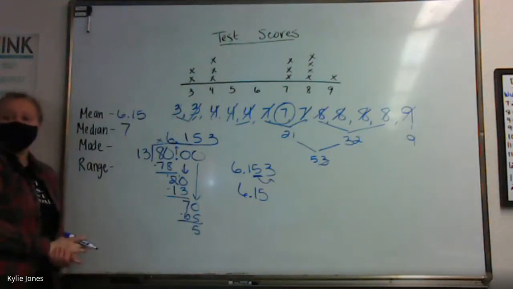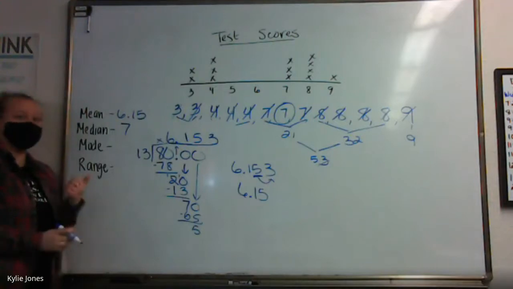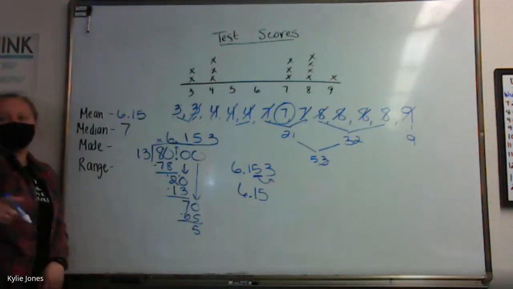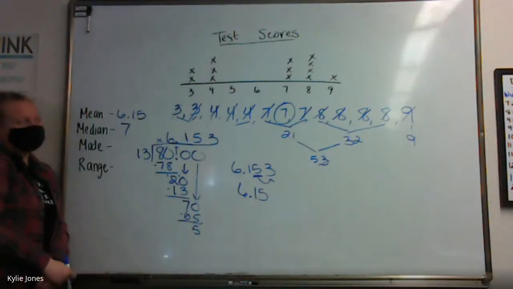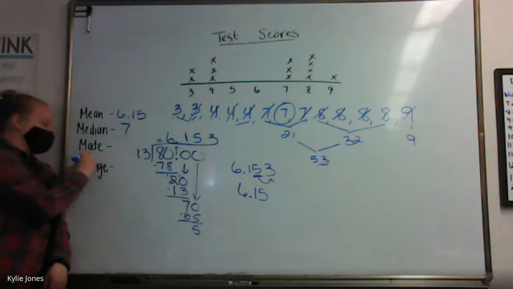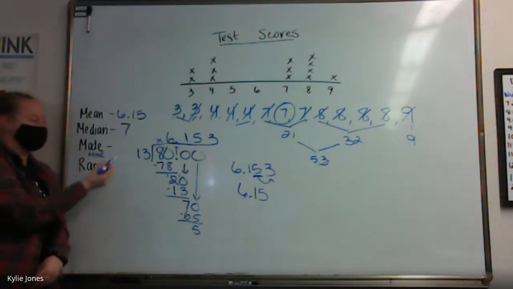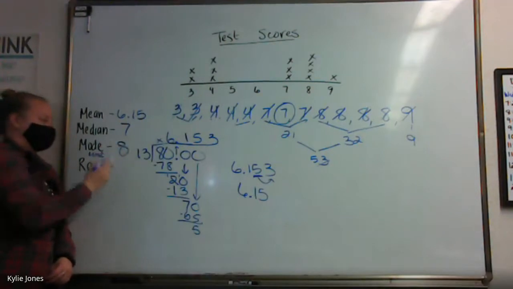I got it. Good. The next one is the mode. How do I find the mode? 8. Wait, yeah, it is 8. You were right the first time. Remember, another word for mode is most. So which number happens the most? A lot of you said it. What was it? 8.